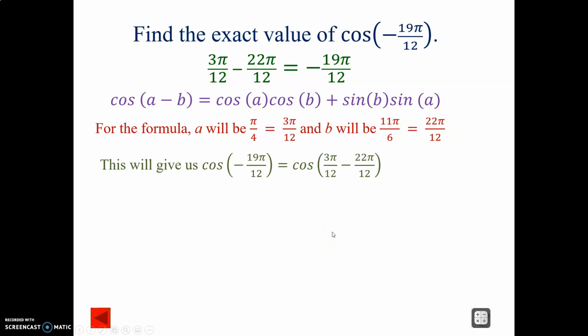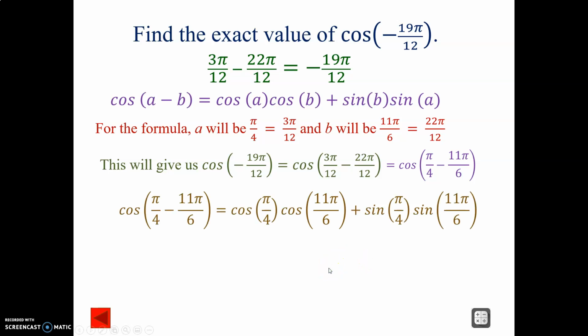So our new problem, instead of cosine negative 19 pi over 12, it's now 3 pi over 12 minus 22 pi over 12. Or the simplified version, pi over 4, which came from the 3 pi over 12, or the 11 pi over 6, which came from the 22 pi over 12. So you can choose to use the green values or the purple values. You'll get the exact same answer.